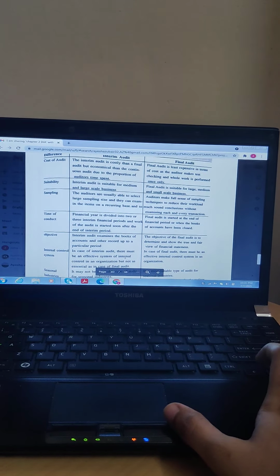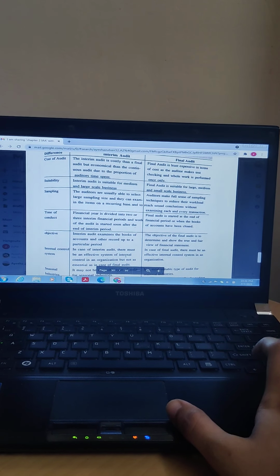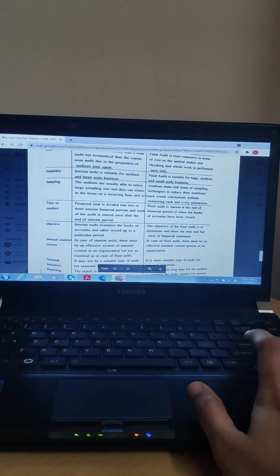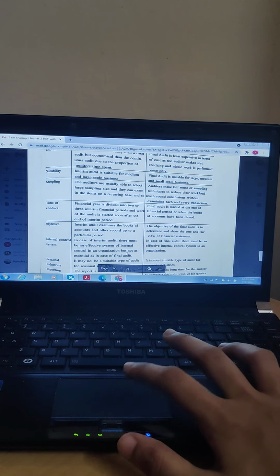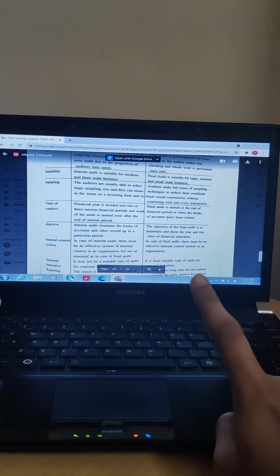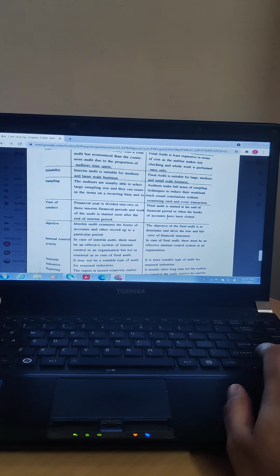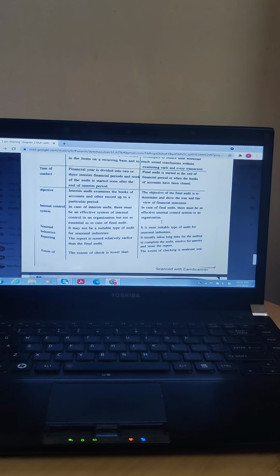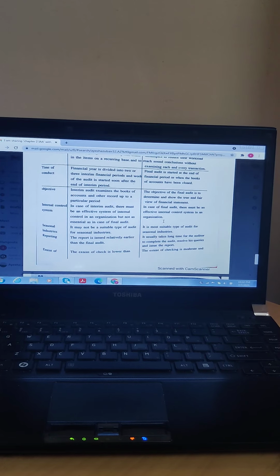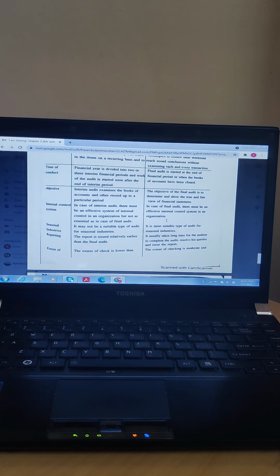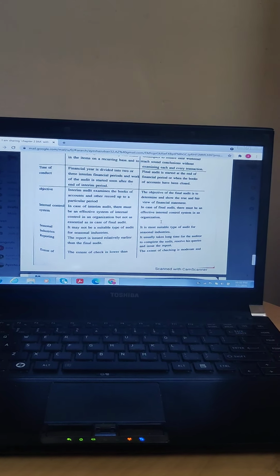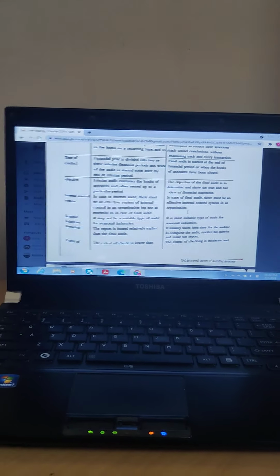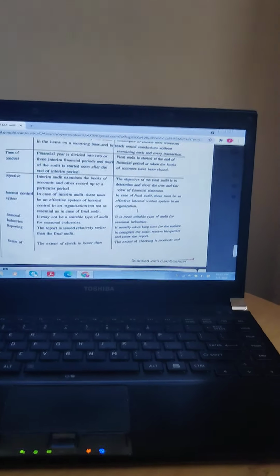In interim audit, it is based on the audit period, where the financial year is divided into two, so they can have auditing twice in a year. But final audit is only once in a year, at the end of the year when the financial year comes to an end. Then the objective: interim audit examines the books of accounts and other records up to a particular period, but final audit will show true and fair financial statements, where they will only analyze the balance sheet and whatever has to be done at the end of the financial year, they will analyze the auditing report.